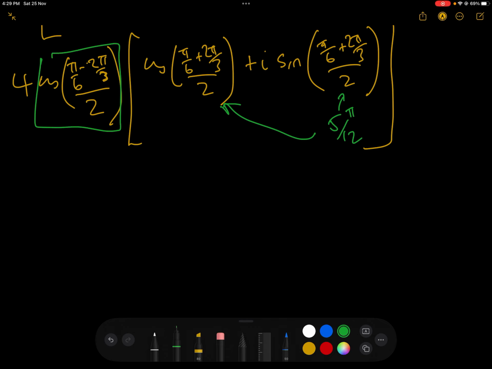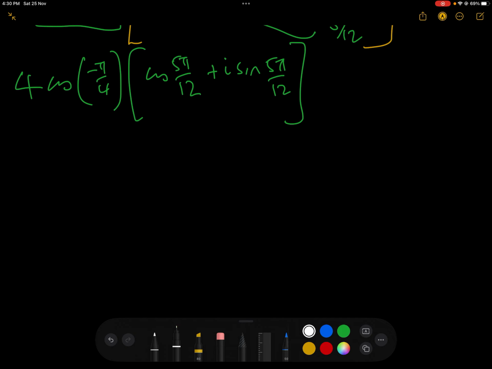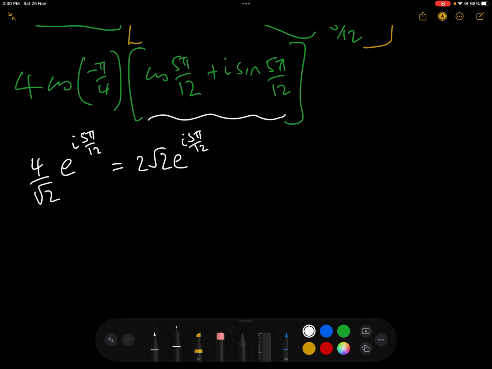So we can now rewrite this, and let's just work out what cos of (pi over 6 minus 2 pi over 3) over 2 is as well. Well, pi over 6 minus 2 pi over 3 is minus 3 pi over 6, divided by 2 is minus 3 pi over 12, so it's minus pi over 4. So that's 4 cos minus pi over 4, times cos of 5 pi over 12 plus i sine 5 pi over 12. And cos of minus pi over 4 is 1 over root 2 by basic trig. And so we are left with 4 over root 2 times e to the i 5 pi over 12, converting this polar form into exponential, which is 2 root 2 e to the i 5 pi over 12. Unfortunately, that was one of the 5 multiple choice answers, so that was the solution.